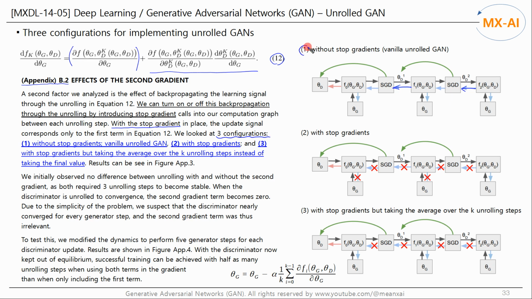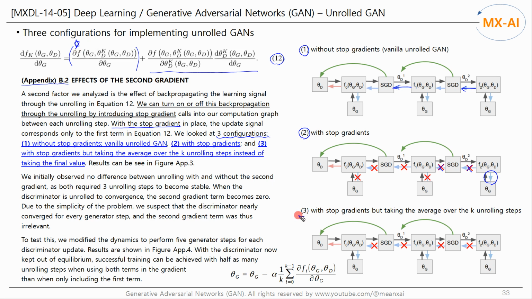The first configuration is the vanilla unrolled GAN without stop gradients seen in the previous video. The second configuration is a simple version of an unrolled GAN with stop gradients. The generator is updated using only the gradients from the final unrolling step. Only the first term of this equation is used.